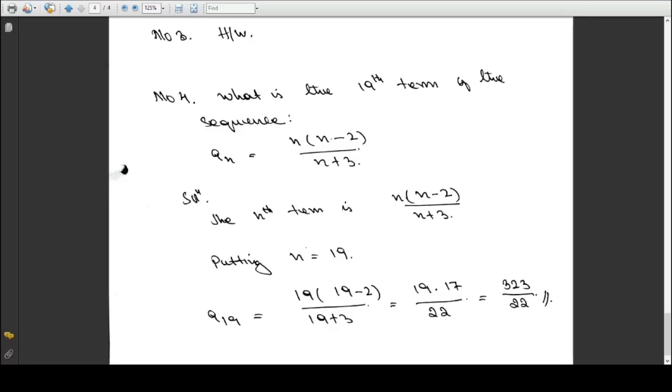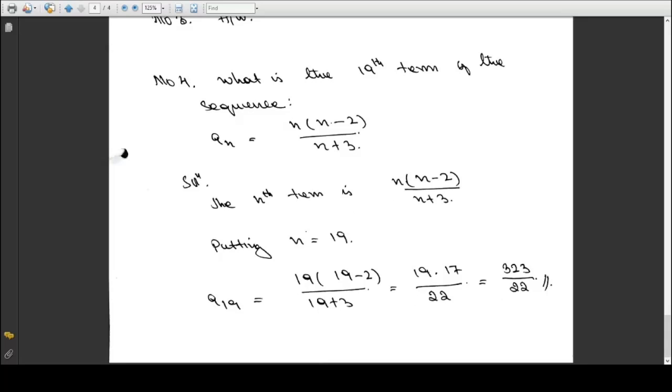19 minus 2 is how much? 17. 19 multiplied by 17 is 323. 19 plus 3 is 22. Therefore you get 323 by 22. Hence the 19th term of this sequence is 323 by 22.